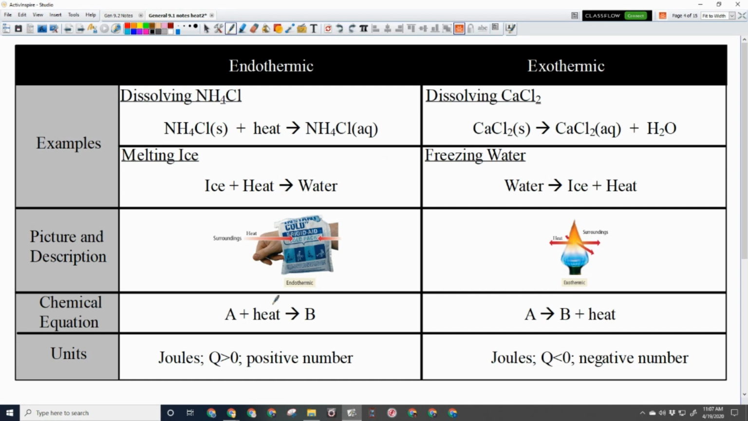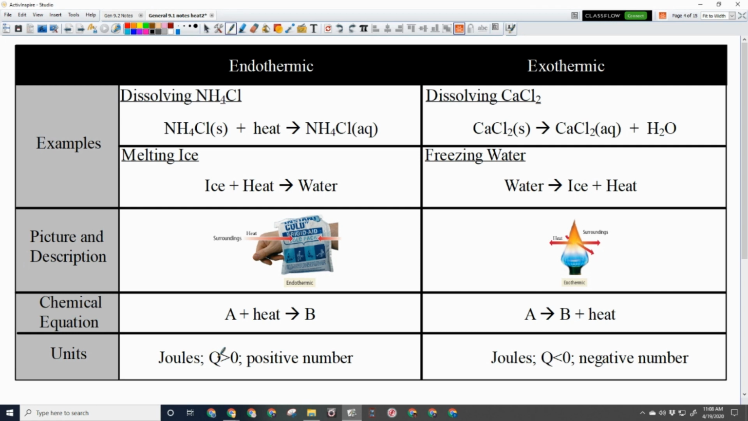Since in chemical equations we don't use minus signs, for an exothermic process, remember exothermic means that heat is leaving the system, so we can't say A minus heat because we always use plus signs. If we move this heat over to the product side, then it's a positive, because when we draw a negative across the equal sign, it changes to a positive. So in an exothermic process, heat is always a product of the reaction. So you're going to have A yields B plus heat. And for your units, it's always measured in joules, capital J.